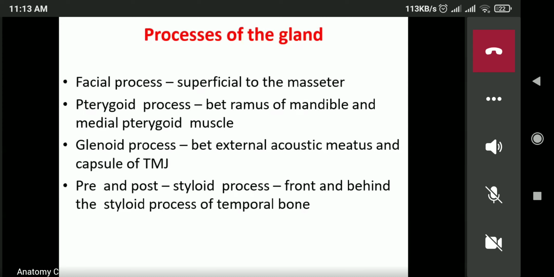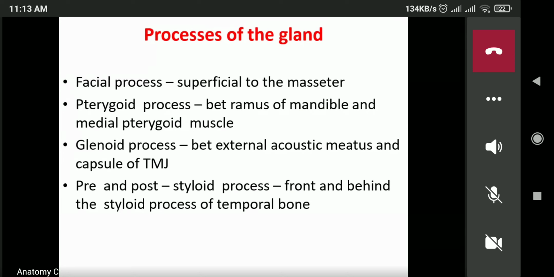So talking about the processes or the extensions of the gland. The facial process is superficial to the masseter. The glandular tissue of the parotid gland which extends towards the masseter, superficial to the masseter, is known as the facial process. Pterygoid process is between the ramus of the mandible and the medial pterygoid muscle. Glenoid process is between the external acoustic meatus and the capsule of TMJ. Glenoid means joint. The pre and post styloid processes are in front and behind the styloid process of the temporal bone. So they are the processes of the gland.